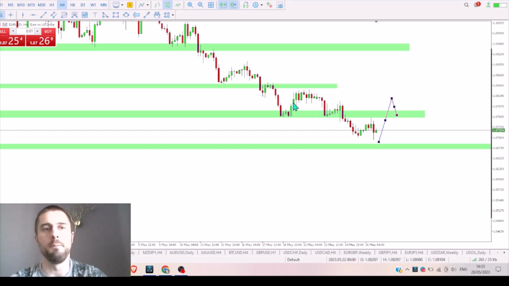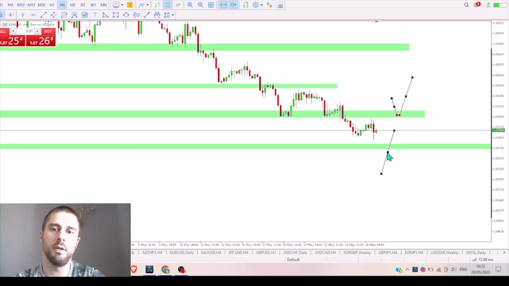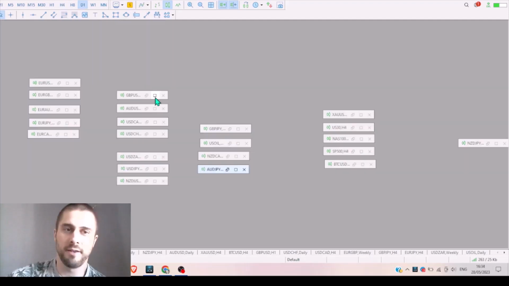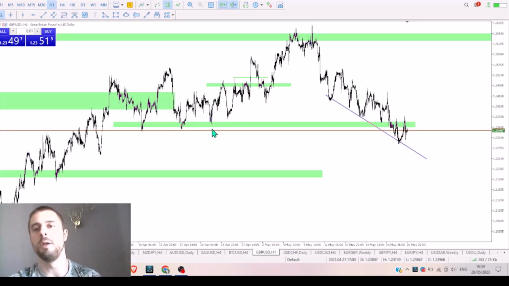So if we have some breakout with a retest, we can look for buys around this area, for example. Or the same thing can happen if we break below this zone and we start retesting it for a bullish price action. And that's it for this chart, guys. So let's continue with the GBP USD.